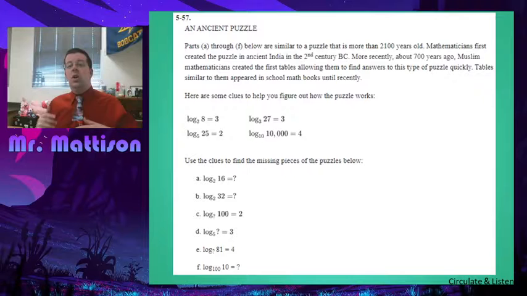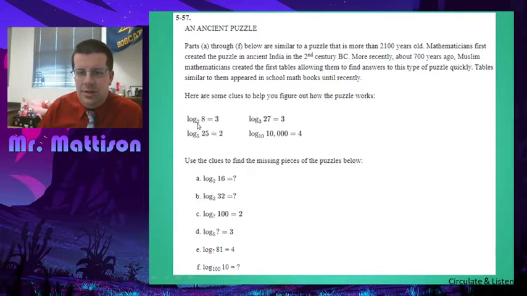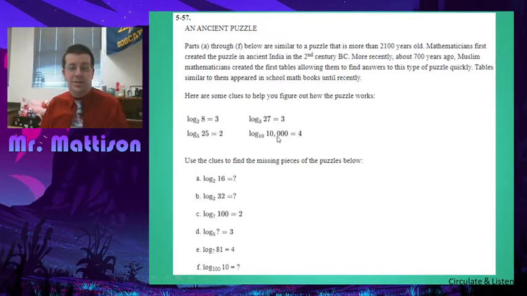All right, so the pattern you should have found is that 2 raised to the third power equals 8. 5 raised to the second power equals 25. 3 raised to the third power is 27. And 10 raised to the fourth power equals 10,000. Okay, so that is the pattern for this puzzle.